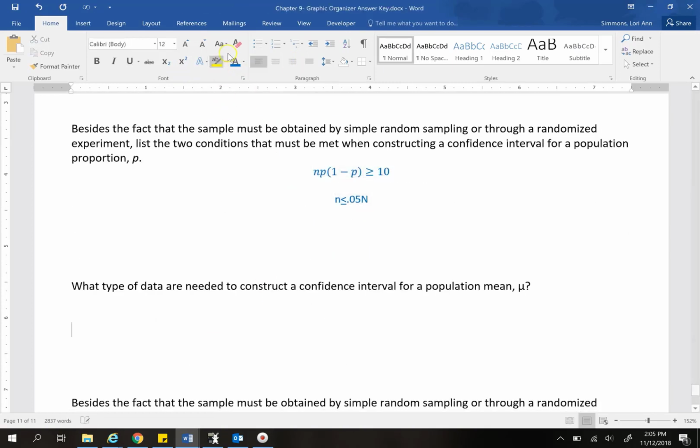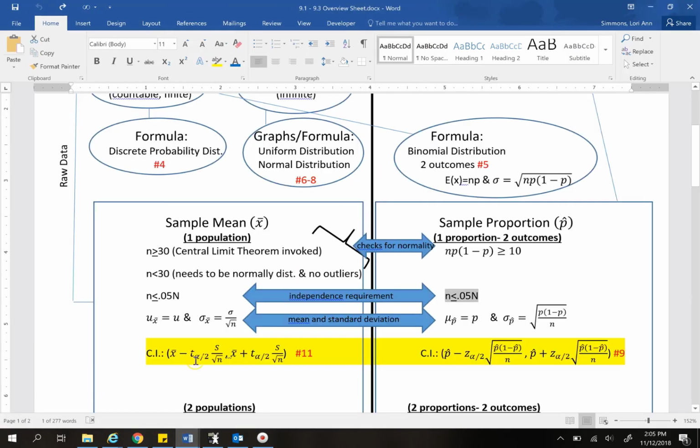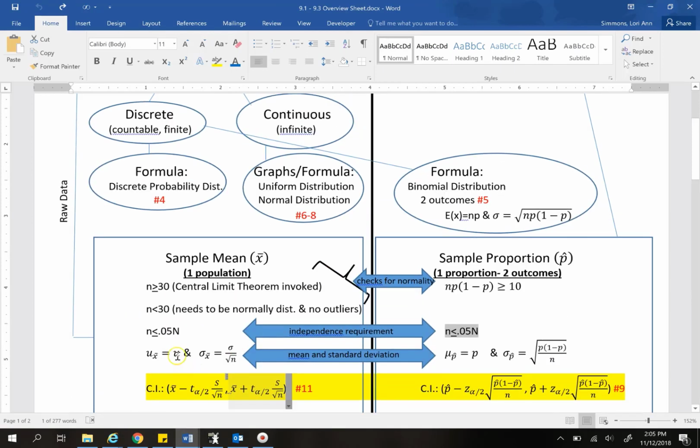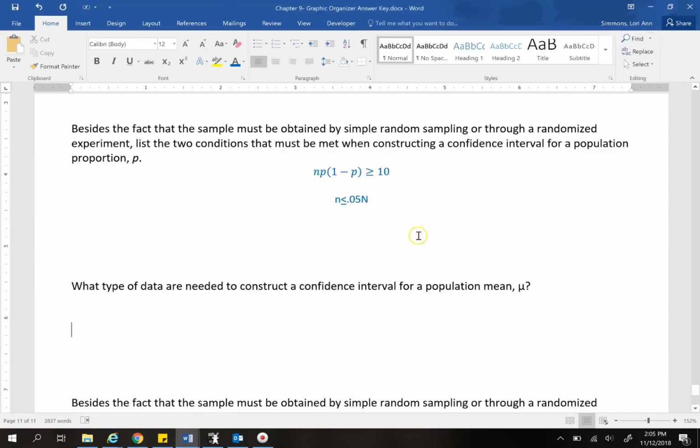And then what type of data are needed to construct a confidence interval for a population mean mu? Here we have our population mean mu, and that's going to be quantitative.